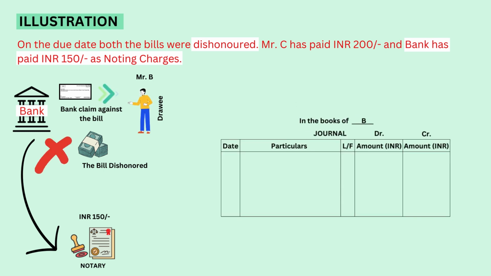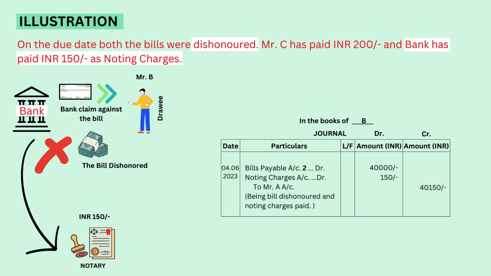Now in the books of Mr. B, bills payable account 2 debit rupees 40,000, noting charges account debit rupees 150, to Mr. A account rupees 40,150. I hope you got it.